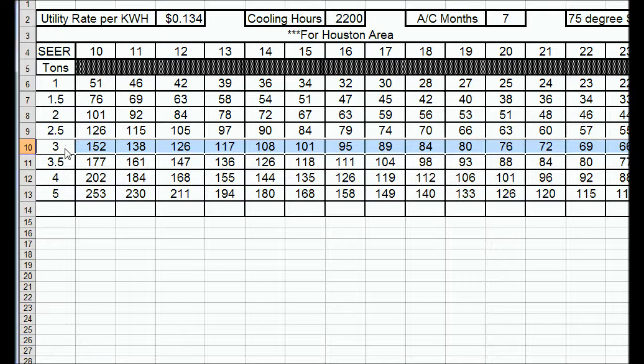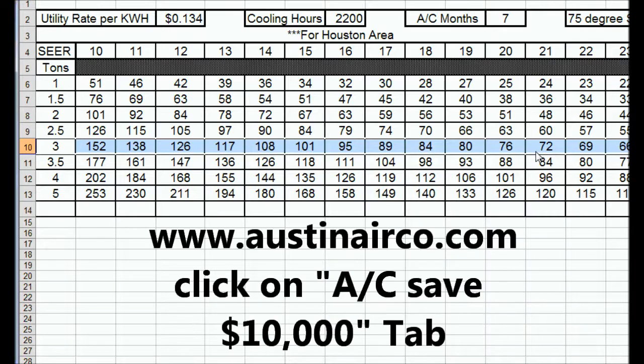One thing to note is that I have a 3-ton air conditioner in my house. I paid about $71 for air conditioning during this year, which is 2011, and that puts me right at 21 SEER, which is about what I was at in 2010. I did another write-up back in 2010, and you can get to that by going to my website and clicking on the AC Save $10,000 tab. It's right next to the AC Tips tab.